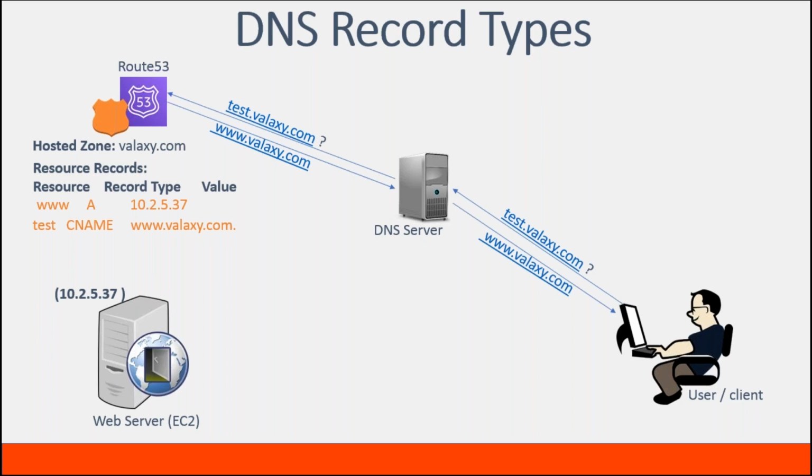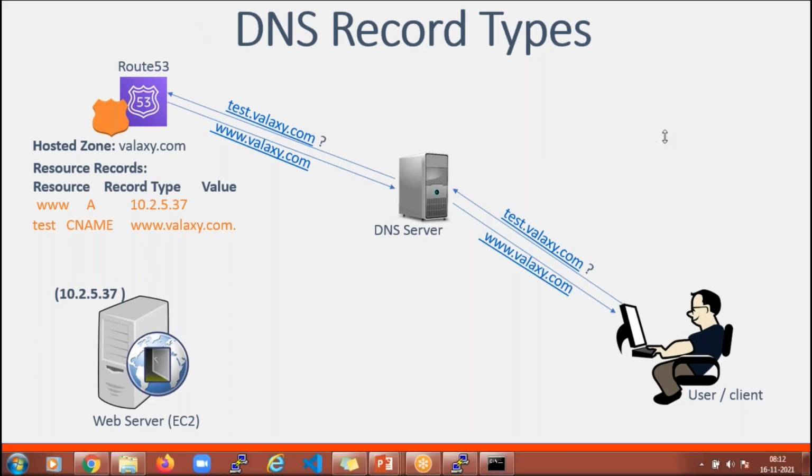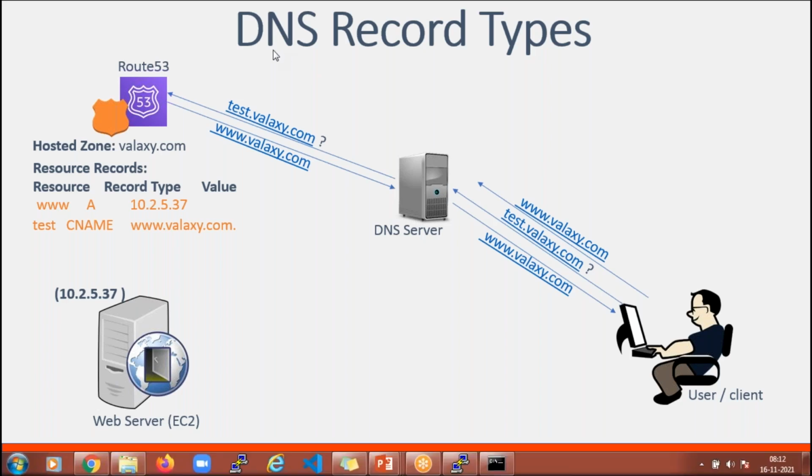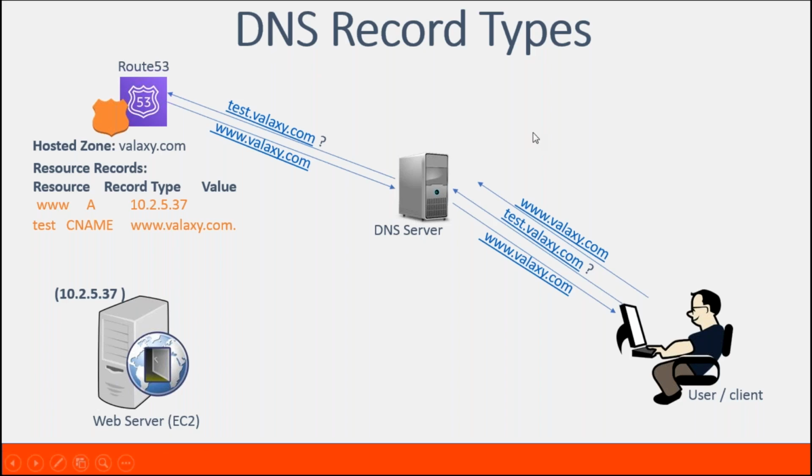Do you think now the client can connect to the web server? No, right? Because the client posted a question: what is the IP of test.veloxy.com? The client has got an answer, but the answer is not the IP. The answer is another name. Now the client will send a request again to the DNS server. Hey, I got the response as www.veloxy.com, but I need the IP. Can you tell me what is the IP of this name?